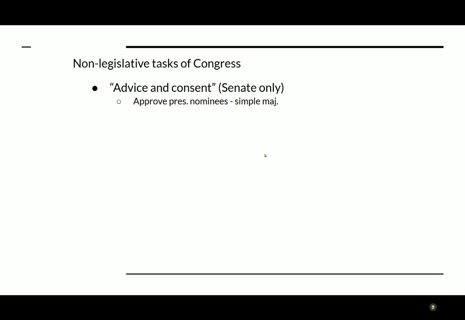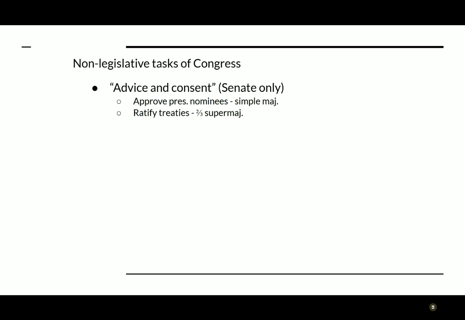One of those is the approval of presidential nominees for cabinet posts and for the federal judiciary. Advice and consent for nominees requires only a simple majority of senators to support. Advice and consent is also relevant to ratifying treaties. Presidents get to negotiate treaties. We'll see that when we learn more about the executive branch in our next unit. But for a treaty to go into effect, it must be ratified by the Senate, and that has a much higher bar. You need a 2/3 supermajority to ratify a treaty.